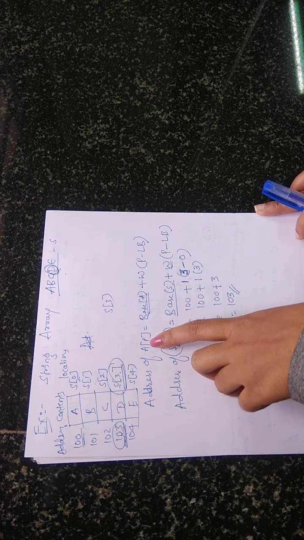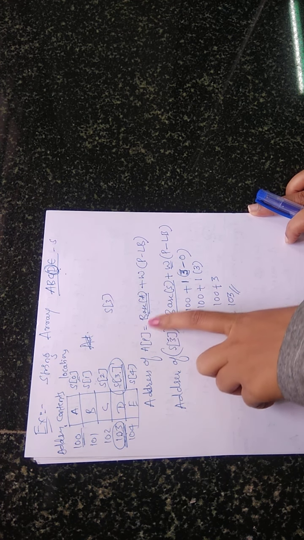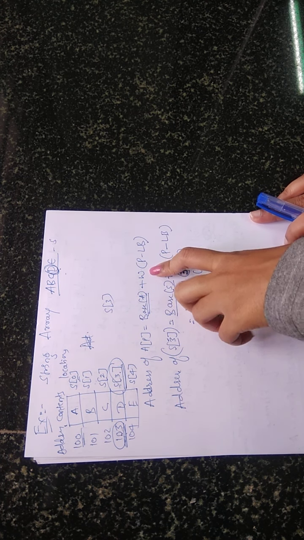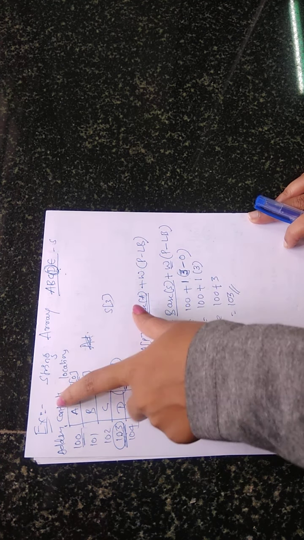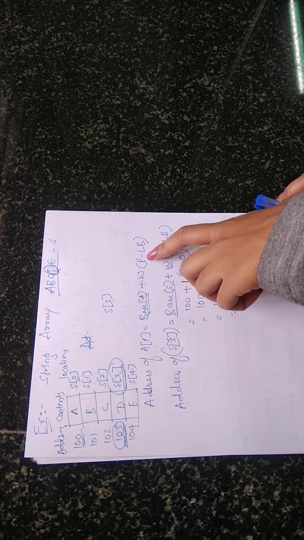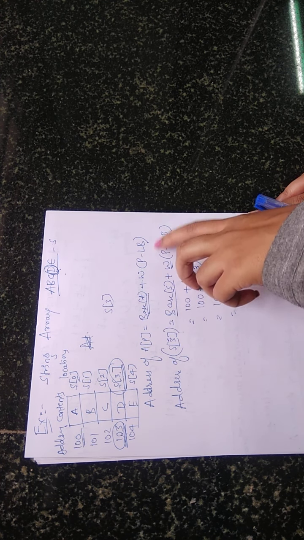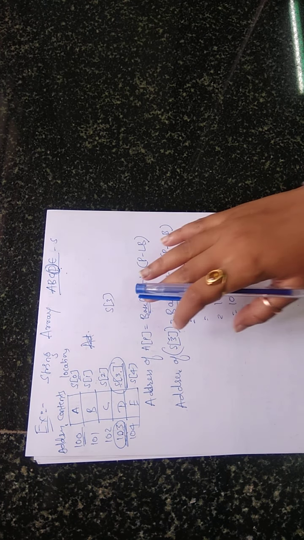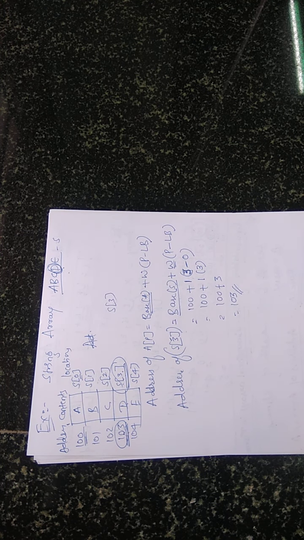The address of any array element is equal to the base of that array plus W, the number of words you are storing in each location, times P, that is the position, minus the LB value. Like this you can find it. So remember the formula and you get to know how we can calculate that value. This is how we can find out the address of any element which is stored in your array.